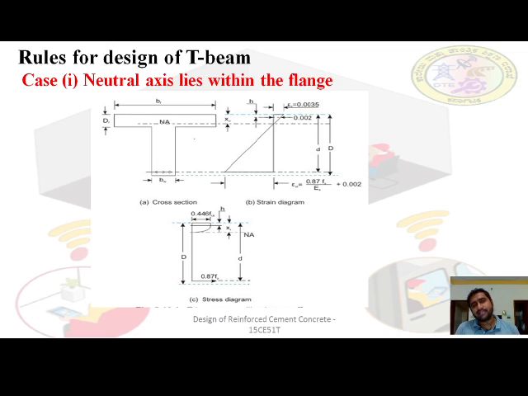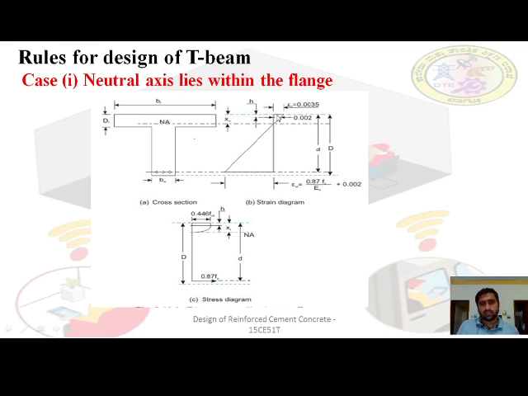So, rules for analyzing or designing the T-beam. What are the rules, let us see. We will classify here only in two cases in order to make it simple. The first case is neutral axis lies within the flange. In singly reinforced beams you have seen the neutral axis, so you know how to calculate it. This neutral axis is lying in the flange. This is the flange section where DF is the depth of the flange. You can see that the neutral axis is lying in the flange section.